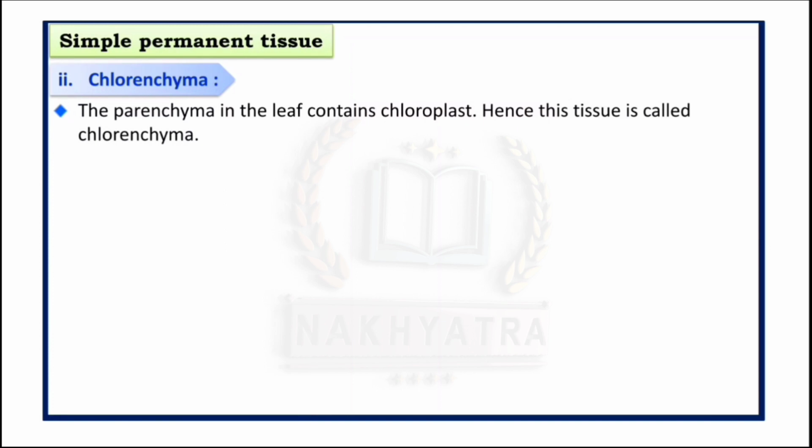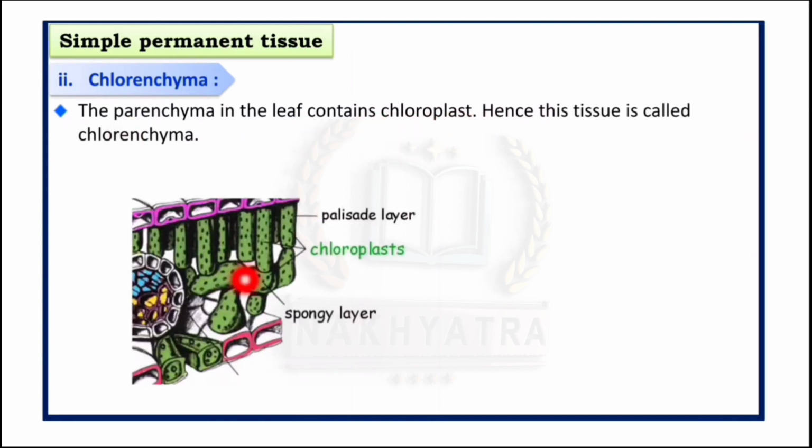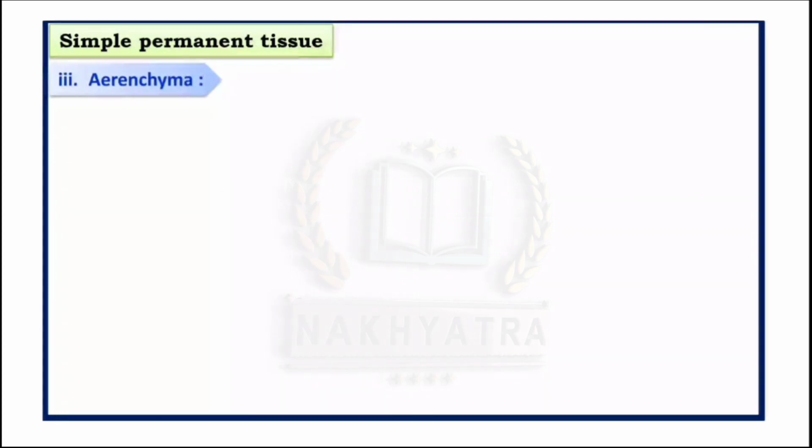Now, have you understood why this tissue is called chlorenchyma? Because the parenchyma in the leaf contains chloroplast. Clear? As you can see here, it has got the spongy layer. This is the chloroplast and this is the palisade layer. It performs the function of photosynthesis. Now, if chloroplast is present, then definitely they will perform the function of photosynthesis. Clear everyone? Now third we will see aerenchyma.